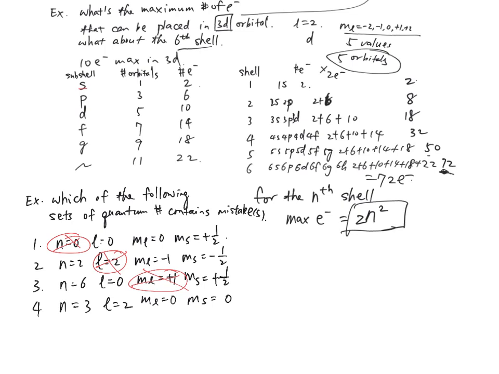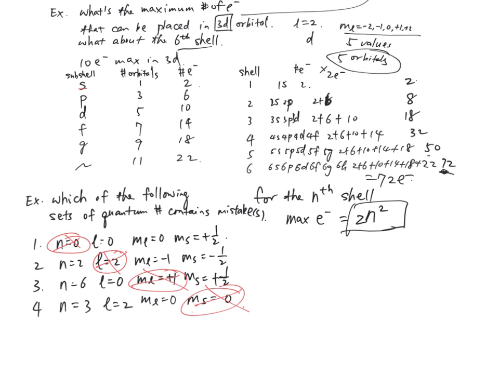ML goes from negative L all the way up to 0, and then all the way up to positive L, that's fine. But MS has only 2 values, positive 1/2 or negative 1/2. And it obviously couldn't equal 0, so that one would be containing a mistake as well. All right, so this is how orbitals are defined and designated, and how we understand the structure of it.